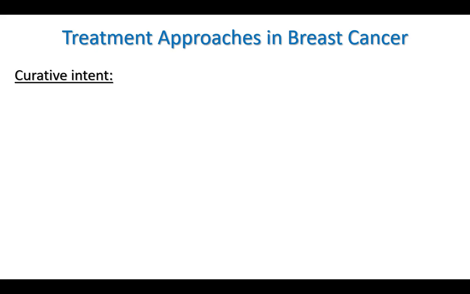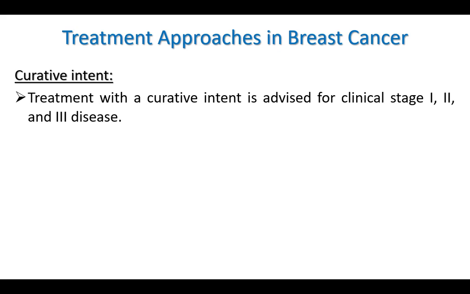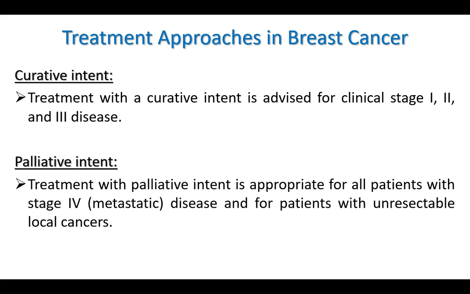Okay. In curative intent, when it comes to breast cancer, we are talking about stage 1, 2, and 3 disease. And someone who already has metastatic disease, which is stage 4, or if the local tumor is so extensive and involves certain vital organs that you cannot resect it, in those cases you have palliative intent treatment.